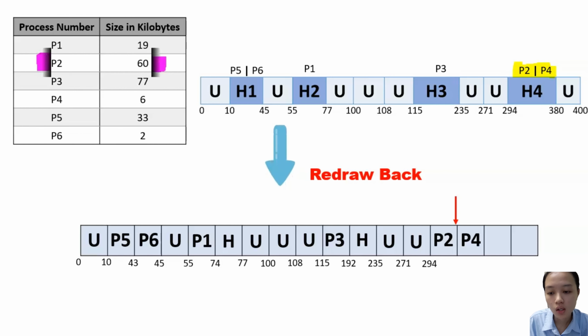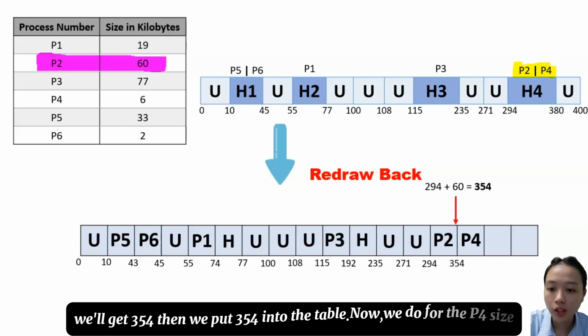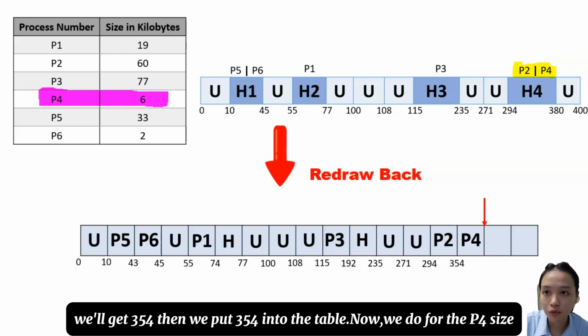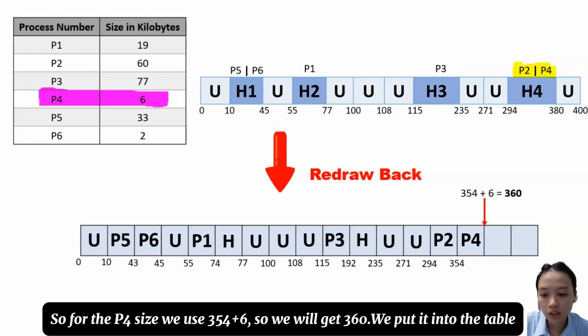So for the size is also the same concept. So for P2 size we use 294 plus 60, which is the P2 size in kilobytes. We will get 354, then we put 354 into the table. And now we do for the P4 size. So for the P4 size we use 354 plus 6, so we will get 360, so we put it into the table.